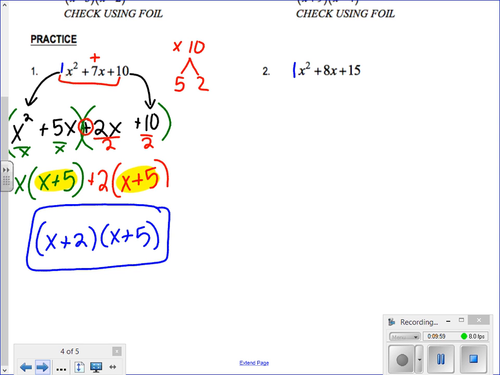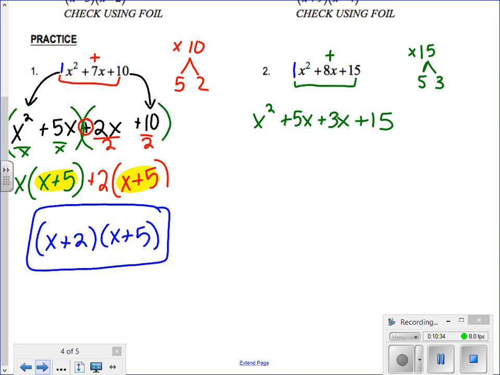As with every problem we've done on here, if you want to check your work, you can go ahead and distribute. Now the next problem, 1x squared plus 8x plus 15. I'm going to multiply the 1 times 15, which is 15. I need two numbers that multiply to 15 and add to 8. Those numbers are 5 and 3. I'm going to now split the middle with x squared plus 5x plus 3x plus 15.